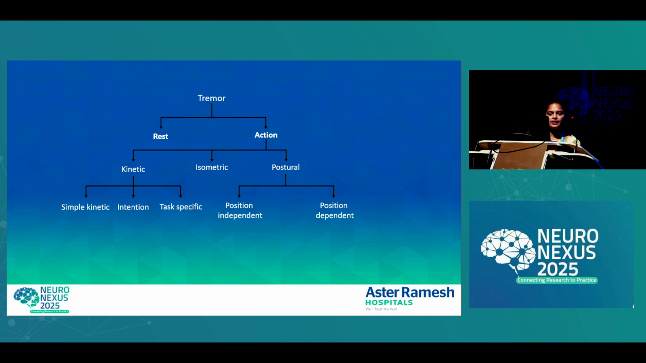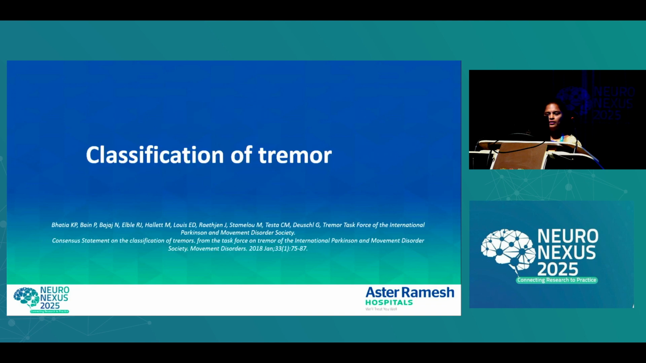Kinetic is simple kinetic, intention and task specific. Intention is when the amplitude of the tremor increases while approaching a target, and task specific is like during writing, playing music and playing golf. And postural tremor is either position independent or position dependent. Position dependent is like wing beating tremor, when we keep the arms in front of the chest in abducted position and arms flexed at the elbow.